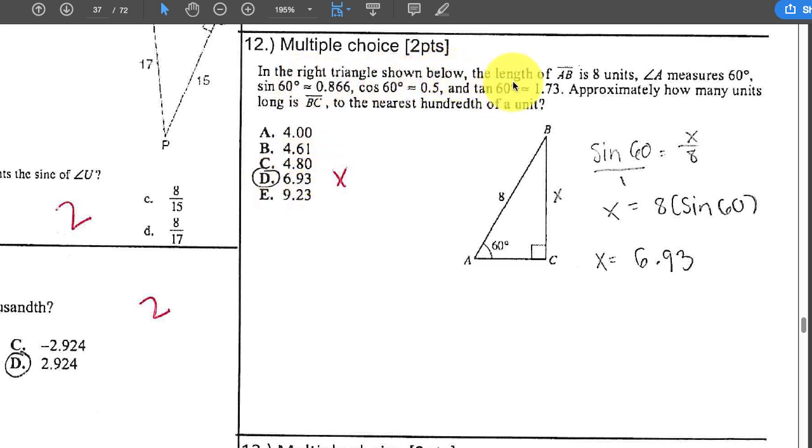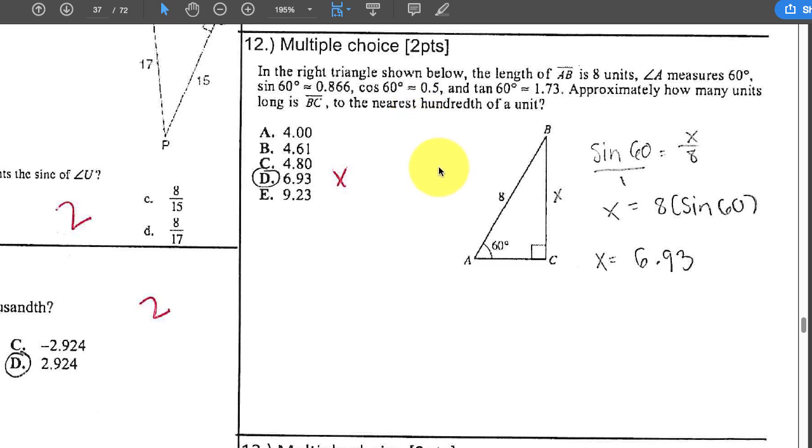In the right triangle shown below, the length of AB is 8 units. Angle A measures 60 degrees. And it tells you the values of each of the trig functions, sine of 60, cosine of 60, and tangent of 60. Approximately how many units long is BC to the nearest hundredth of a unit? So the question feels kind of weird because why would they give you this information here? This problem was meant to be a non-calculator problem, meaning you were meant to do the problem without a calculator.